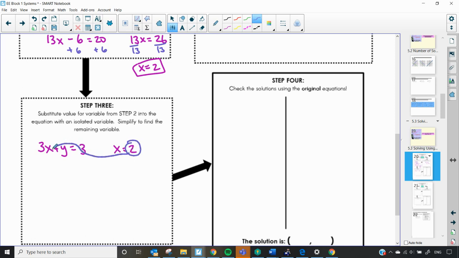It's time for a switch in volleyball. I'm going to substitute that in for x.